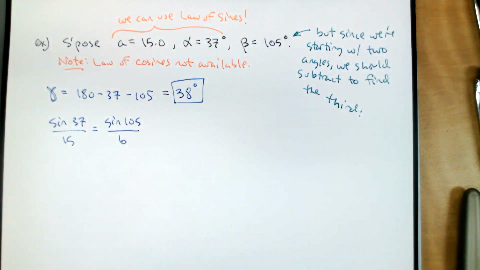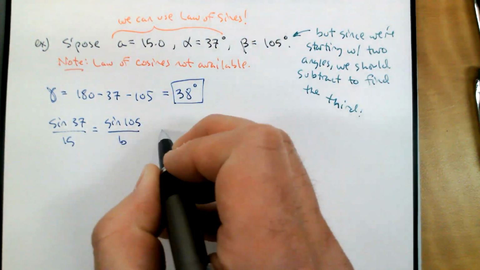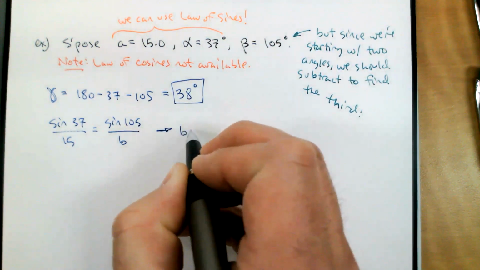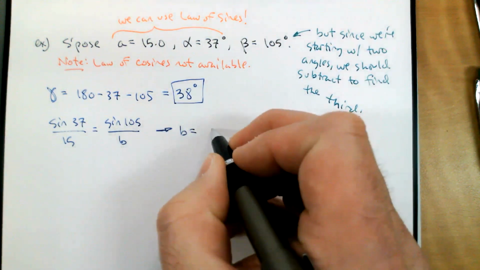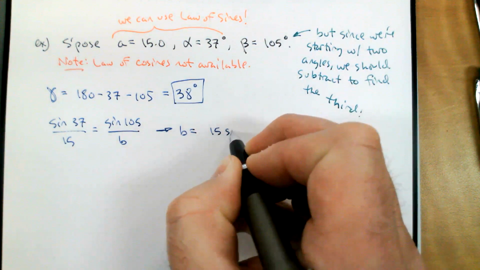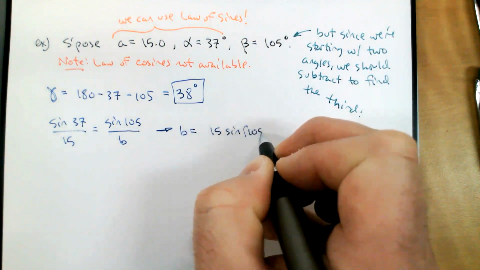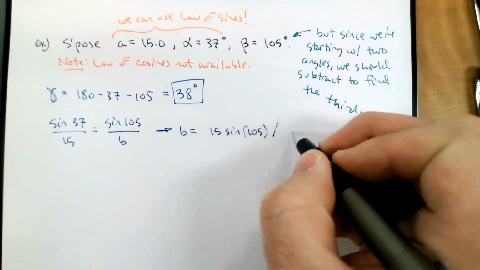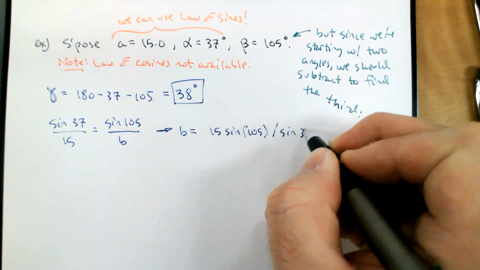I'm using the law of sines to find a side. So B is 15 sine 105, close parentheses, divide by the sine of 37.